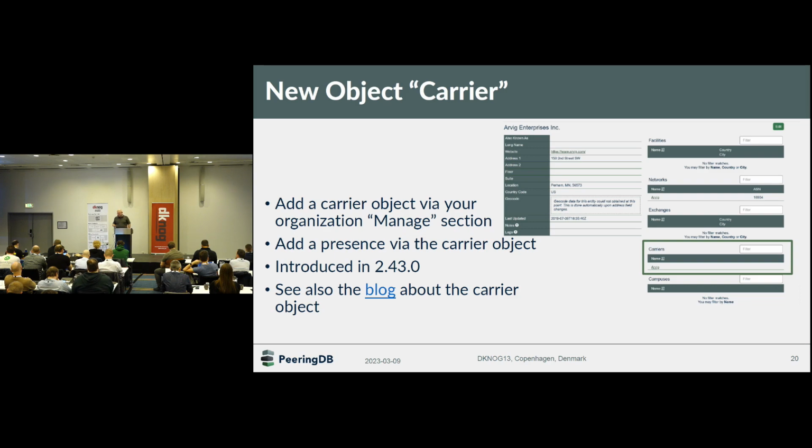So how do you add a carrier to your organization? Just go to the typical manage section of your organization, and there is a tab where you can see add carrier, and then it's only a few lines to fill in, just the name and the website, and then you are done and you have the carrier object. Then you can say, I am in this facility, that facility, and you have to wait for the facilities to approve your presence.